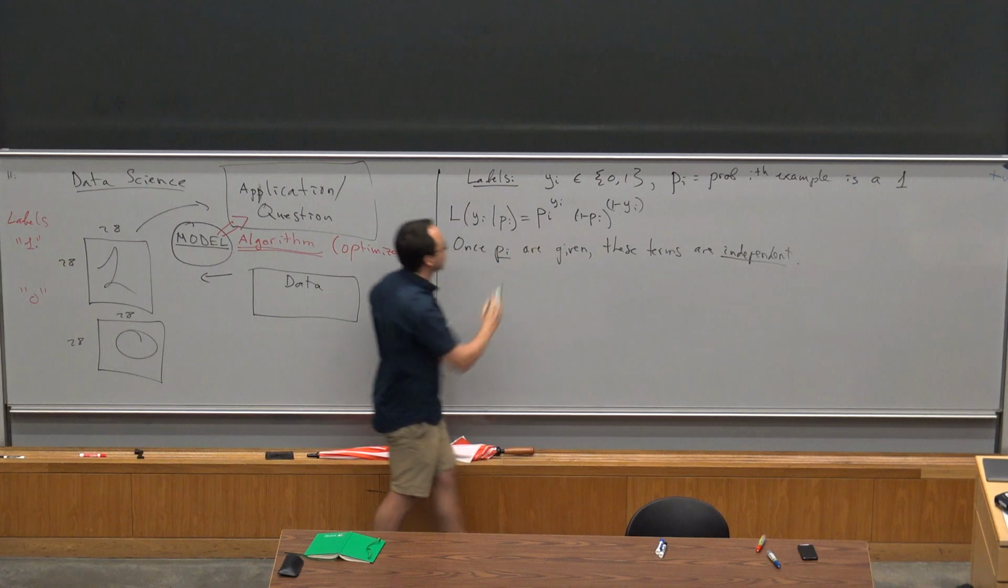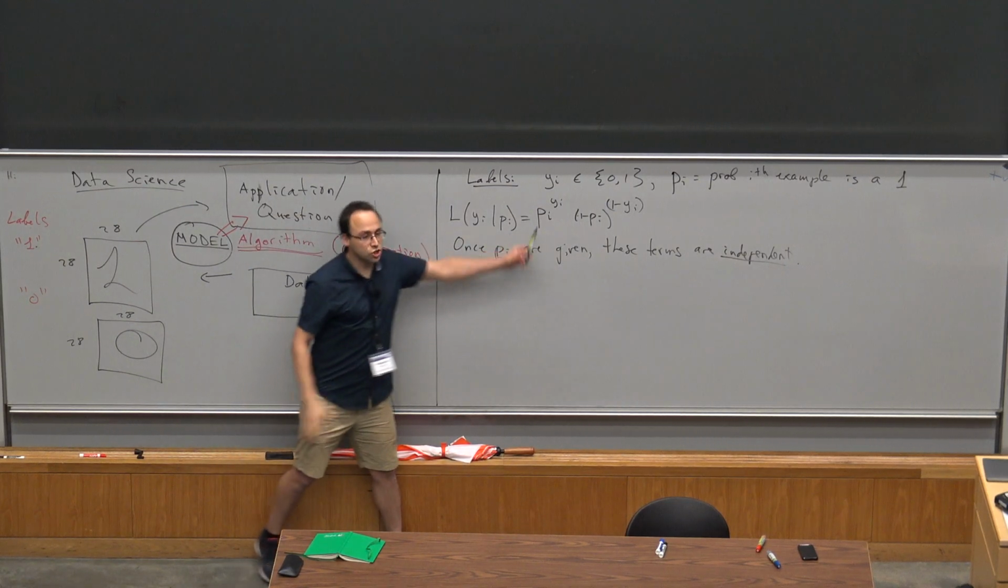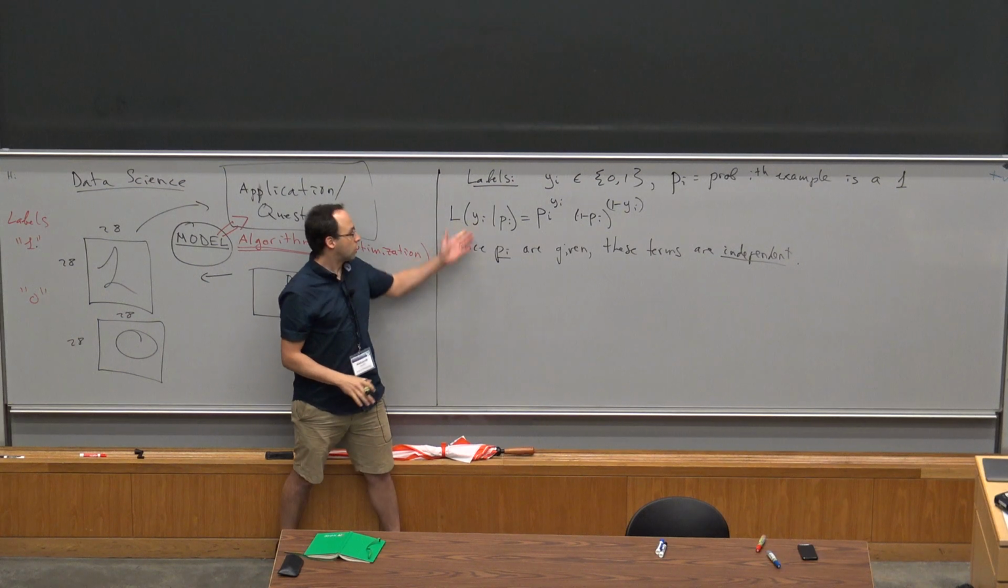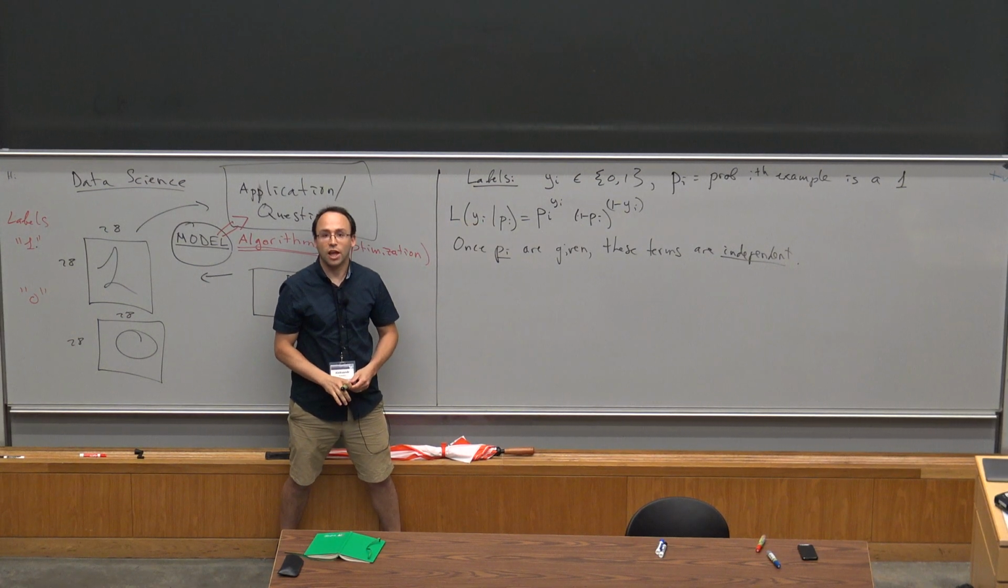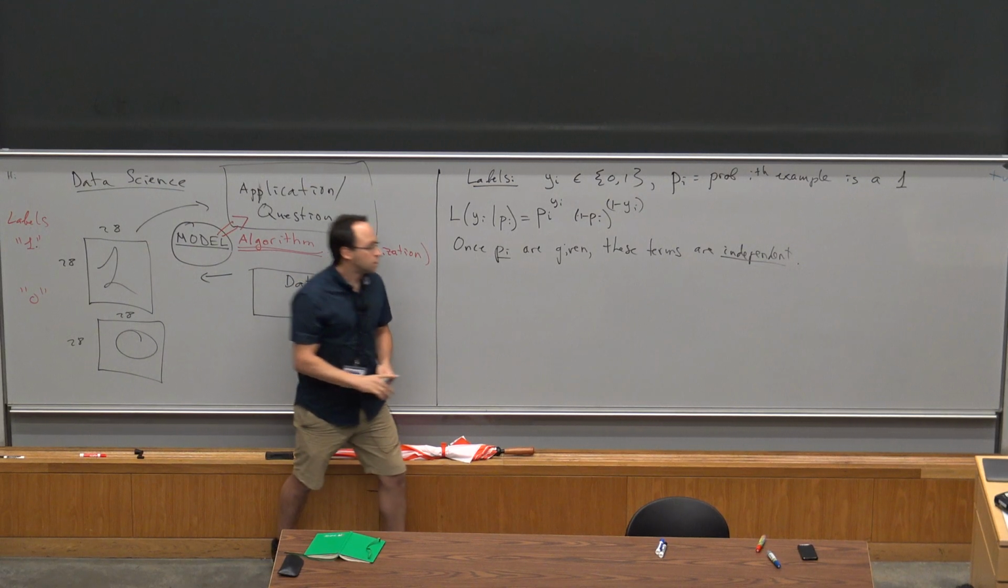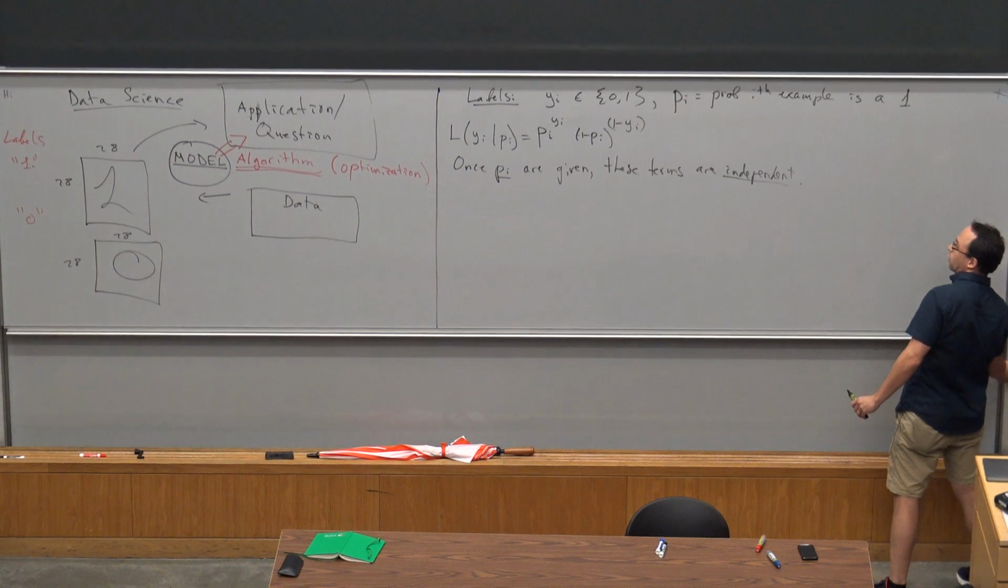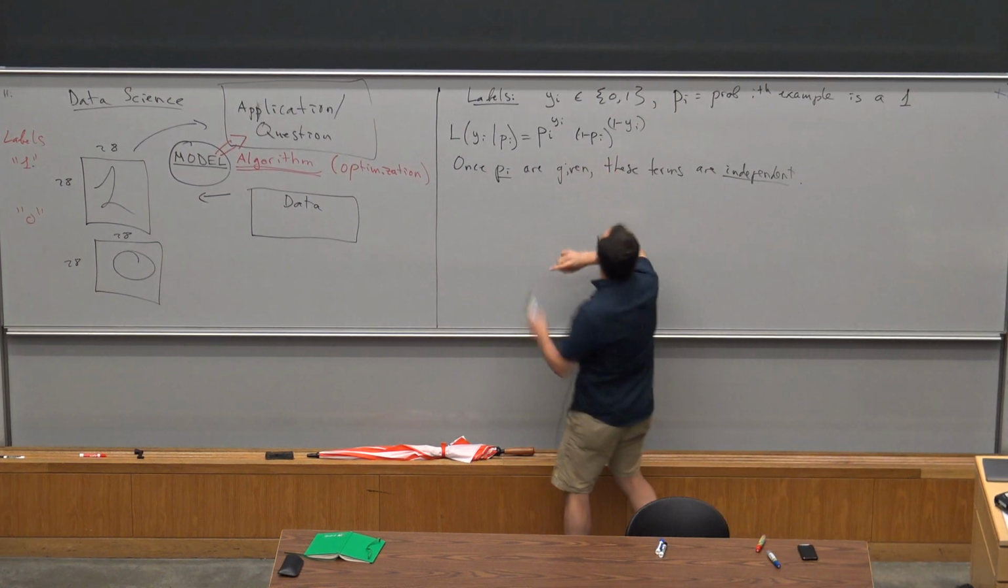Okay, so in other words, if I tell you what your chance is that a particular image is a 1, you don't care about any other image. You can directly figure out what the likelihood is of actually seeing what you saw. Okay, so this is going well so far. So this is a probabilistic model.